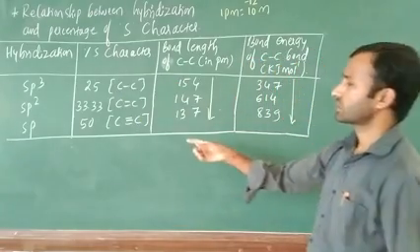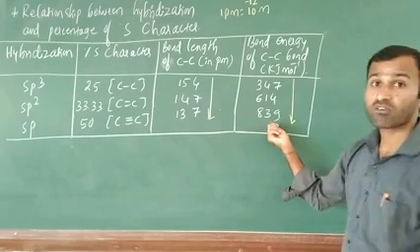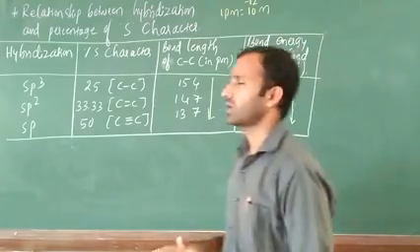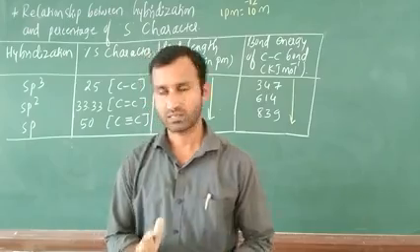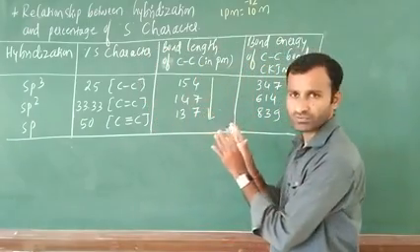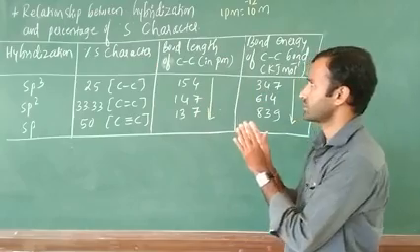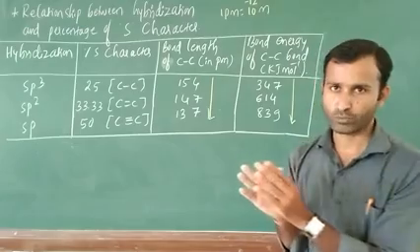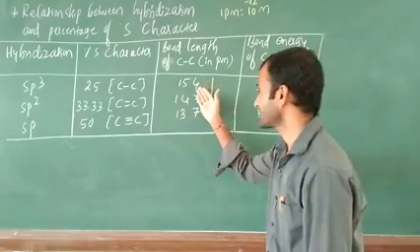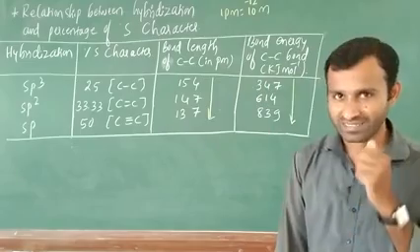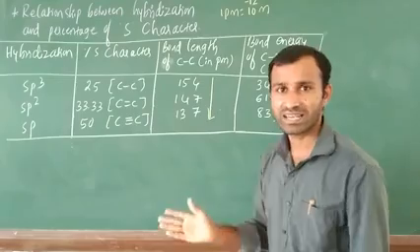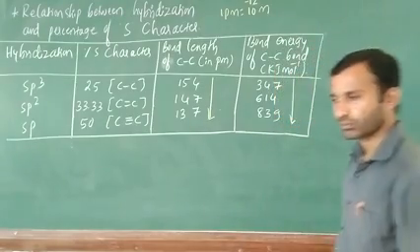The carbon carbon triple bond needs a much larger amount of energy, 839 kilojoules per mole. This is the relation between hybridization and percentage of S character. What is the final conclusion? Bond length and bond energy are inversely proportional to each other. If the bond length is high, the bond energy is less. If the bond energy is high, the bond length is less.